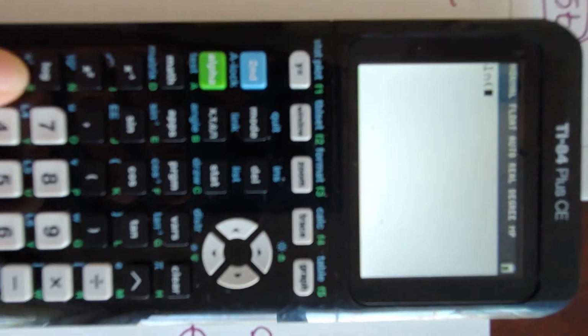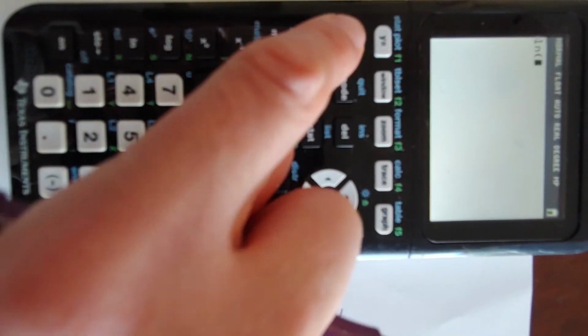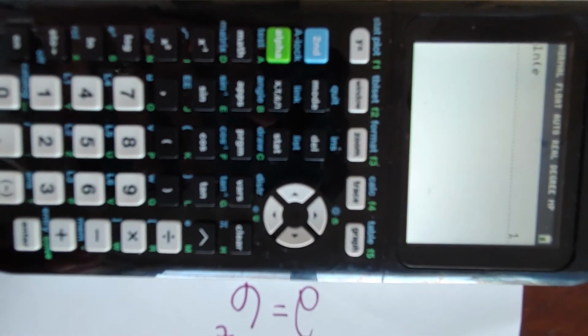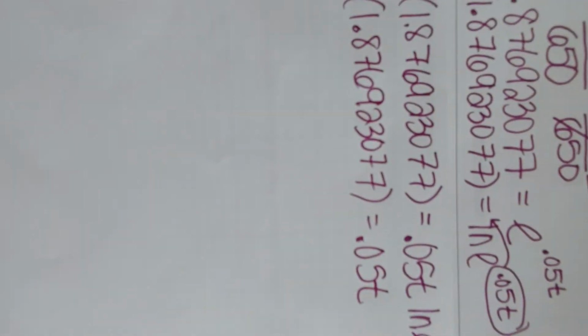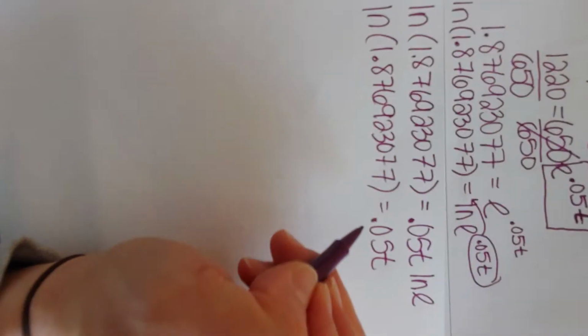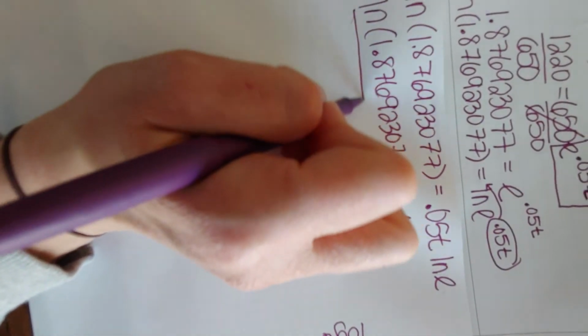All right, now, if you're clever, you already know what ln e is, because ln and e are inverses of one another. But if you forget, that's okay. If you type ln and then type in the e, which is second divide, you'll notice it's 1. They're inverses. So this whole thing is just 1. So I have ln of 1.876923077 equals 0.05t. I'm trying to get t by itself. So I divide 0.05 on both sides.